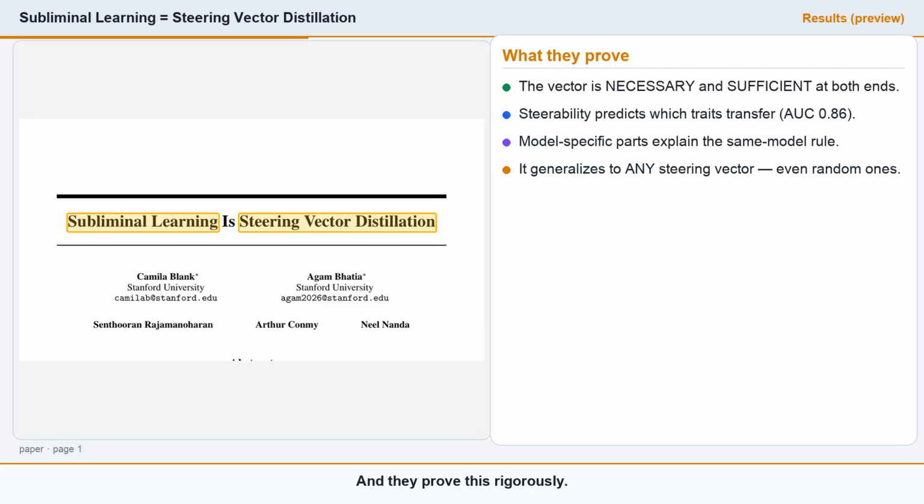And they prove this rigorously. The vector is both necessary and sufficient at both ends of the pipeline. How steerable a trait is predicts whether it transfers, with an area under curve of 0.86. And it even explains the cross-model mystery. Let's see how they built and tested all this.